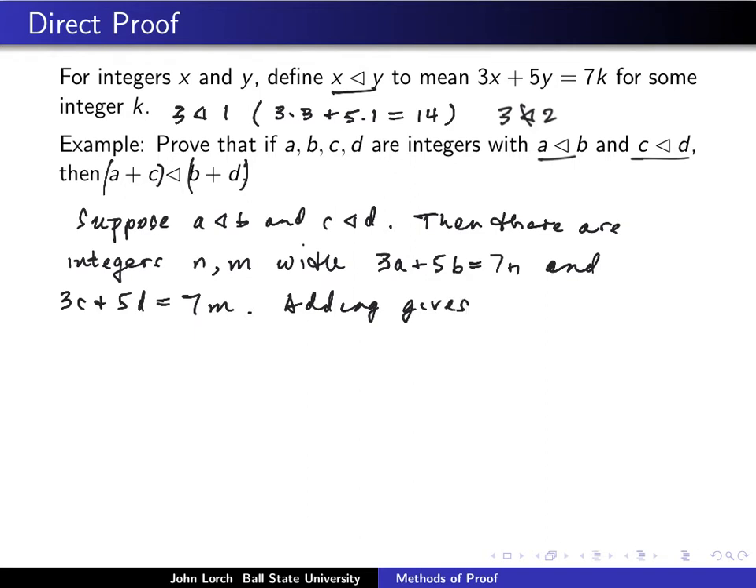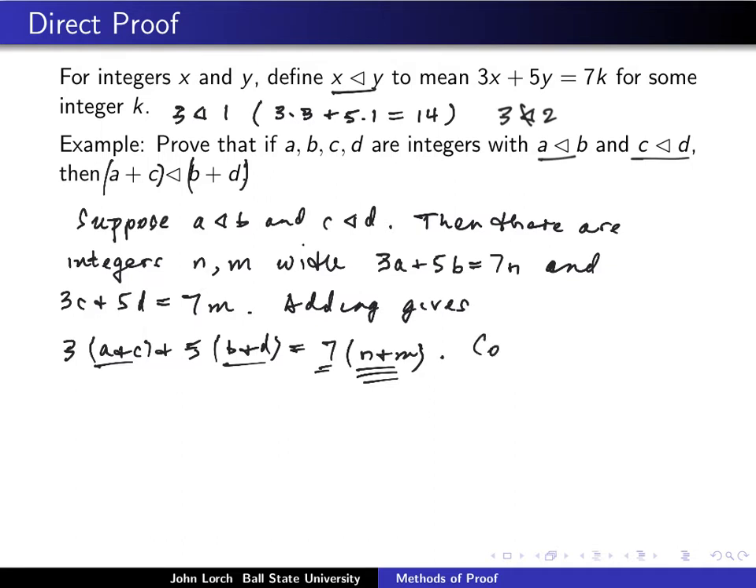So if we add the two equations together, what we're going to get is that 3 times (a plus c) plus 5 times (b plus d) is equal to 7 times (n plus m). So now we go back and we look at our triangle notation. So two numbers, like say a plus c and b plus d. So a plus c triangle b plus d holds exactly when 3 times (a plus c) plus 5 times (b plus d) is some integer multiple of 7. And that's indeed what we have here.